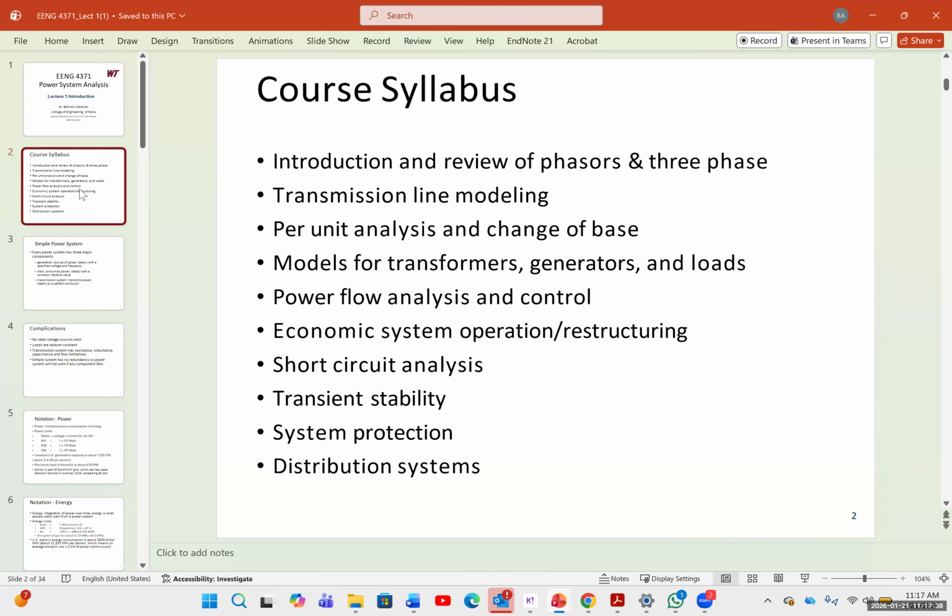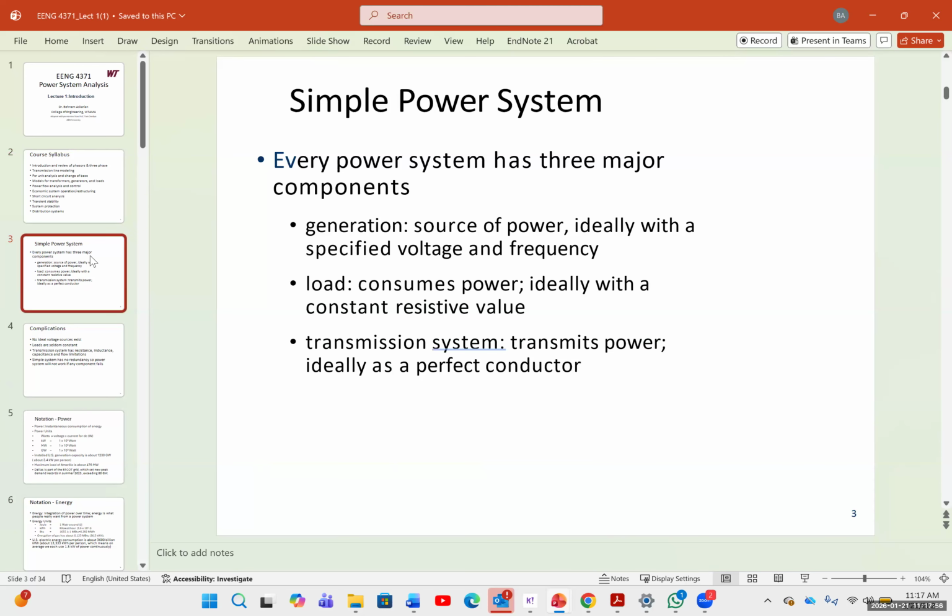Okay. Now, in this course syllabus, we're going to have, again, introduction and review of phasors and three-phase transmission line modeling, per unit, model for transformers, power flow analysis, economic systems, short circuit analysis, transient stability, system protection, and distribution systems. The last 2 depend on how much time we have. So let's start with basics.